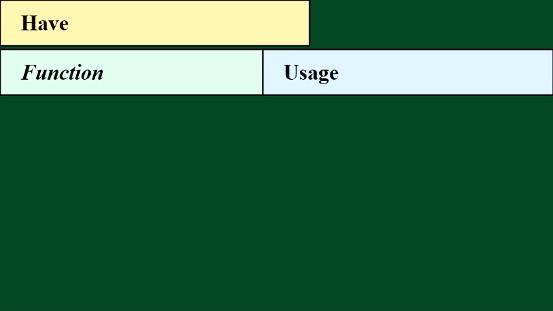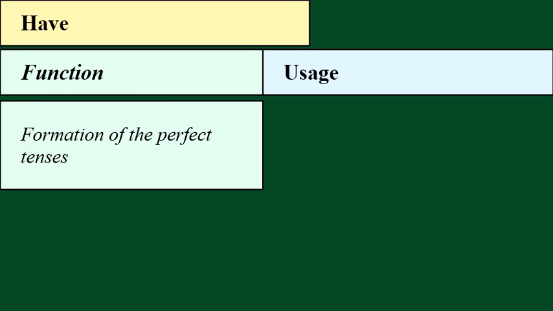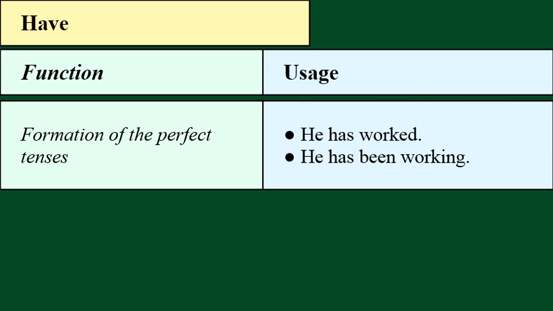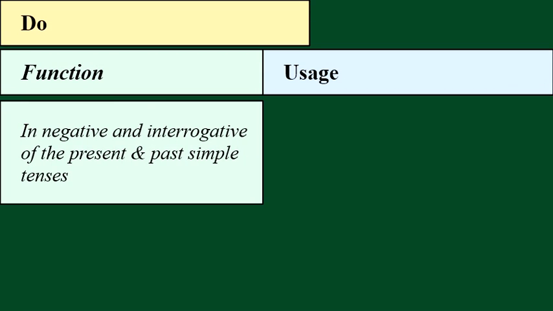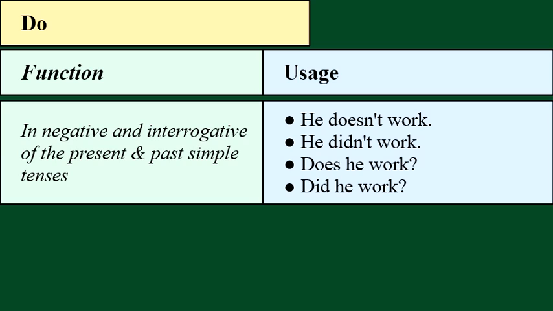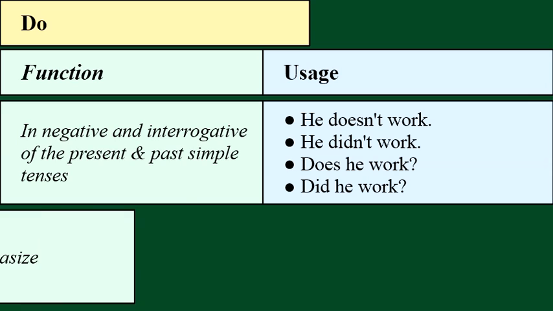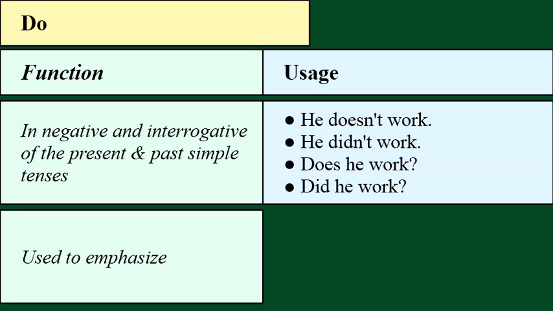Use of have. It is used in the formation of the perfect tenses. The examples are: He has worked. He has been working. Use of do. It is used in negative and interrogative of the present and past simple tenses. The examples are: He doesn't work. He didn't work. Does he work? Did he work?